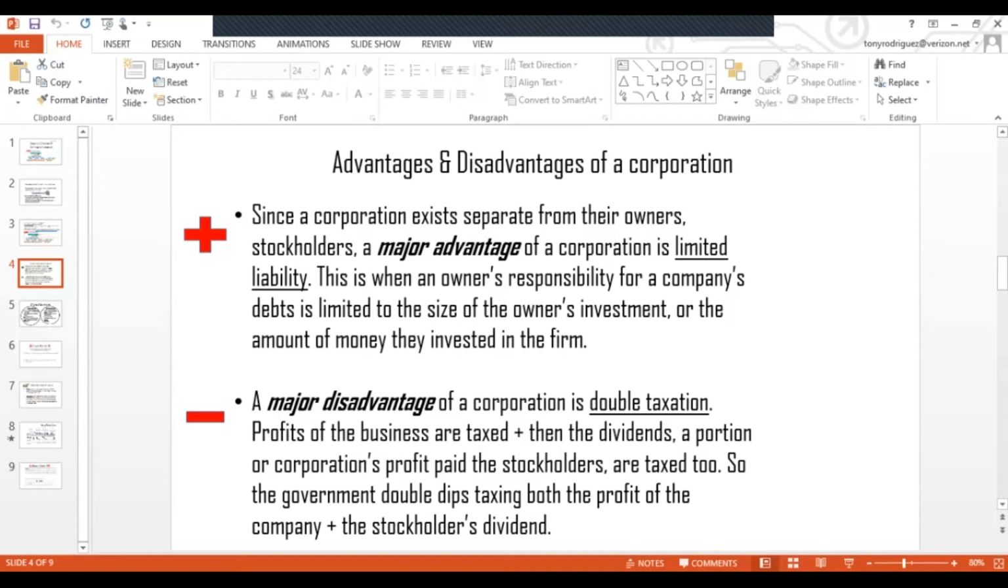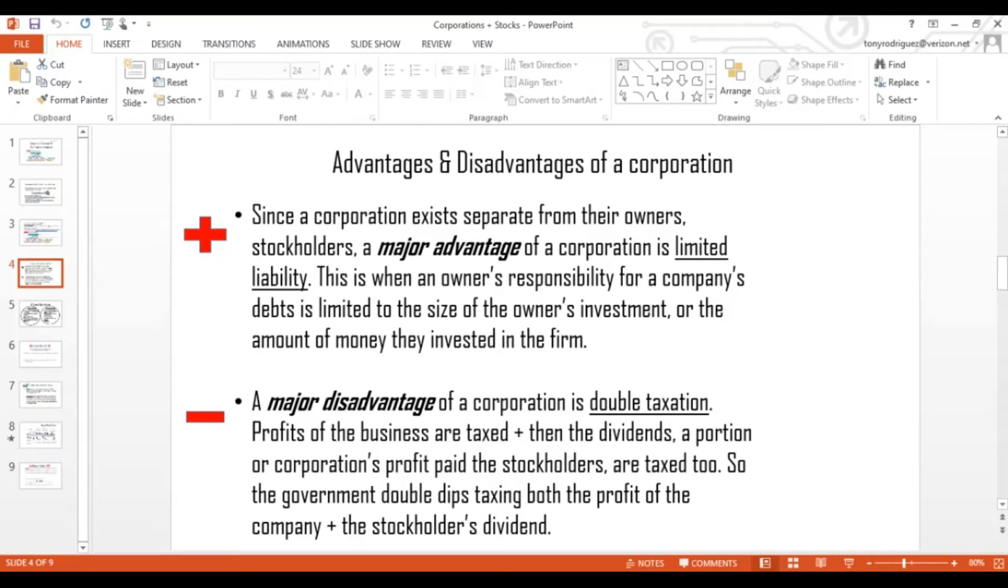So what's a major disadvantage? Double taxation. It's a situation I explained earlier, which is, not only does the corporation pay taxes to the government every year, but the dividend, right? The dividend, which is the payout to the stockholders when the company's profitable, it also is taxed by the government. So the government is double dipping. Okay, so that's going to be a major disadvantage.